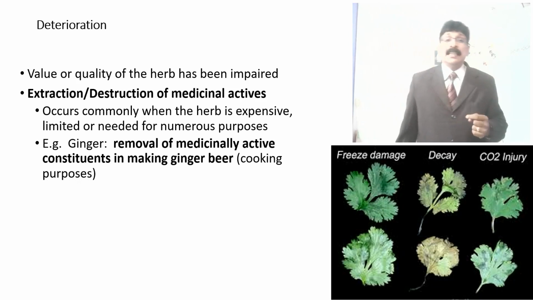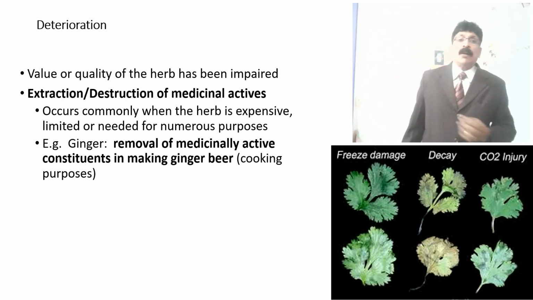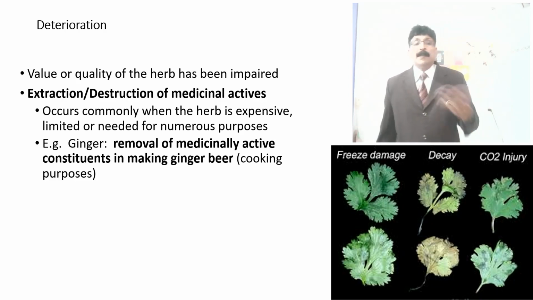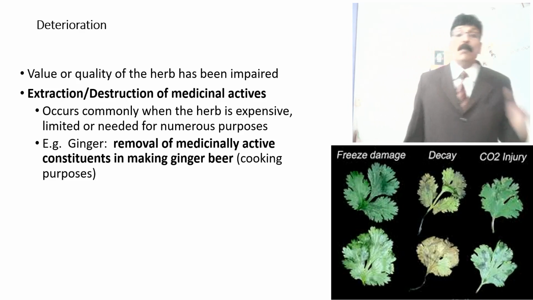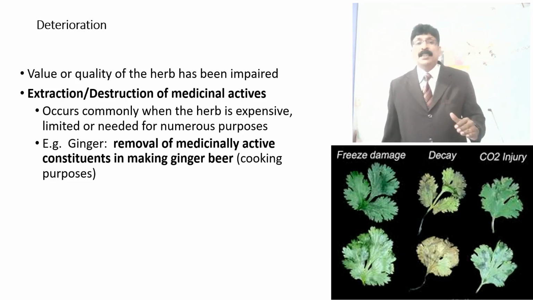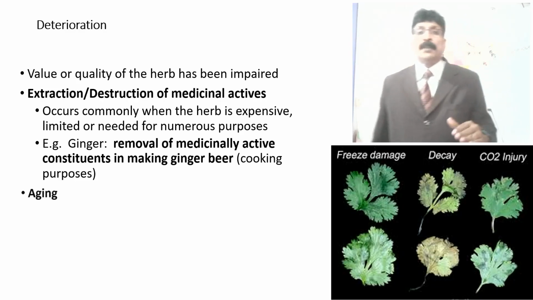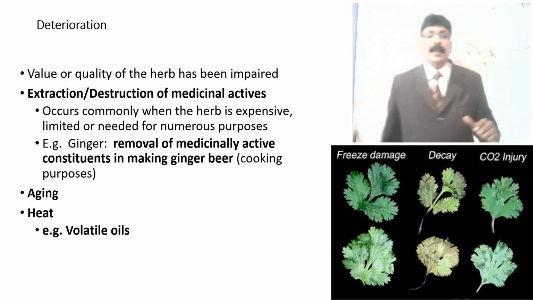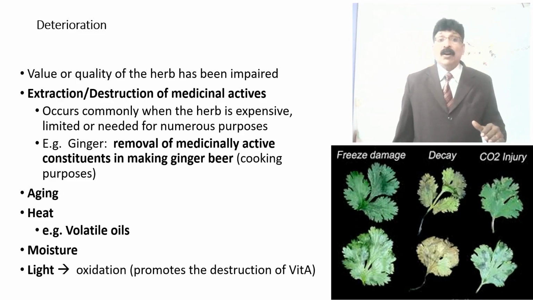Extraction, destruction of the medicinal activities, occurs commonly when the herb is expensive, limited or needed for numerous purposes. Example, ginger: removal of medicinal constituents in making ginger beer, cooking purpose. Aging, heat, volatile oils, moisture and light, oxidation promotes the destruction of vitamin A in some of the compounds.